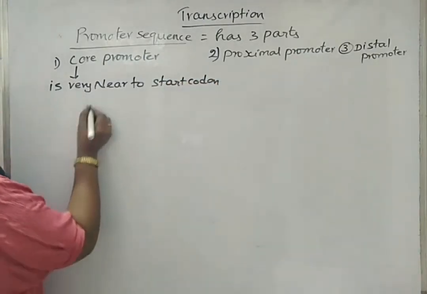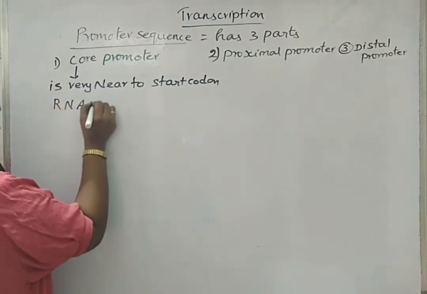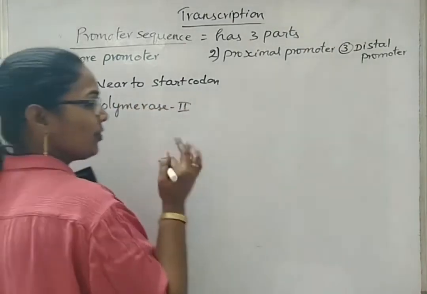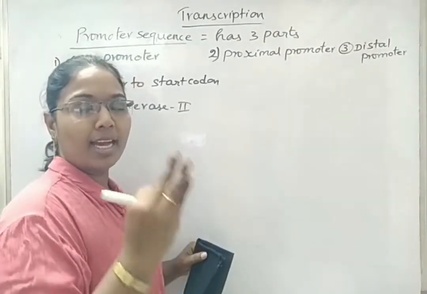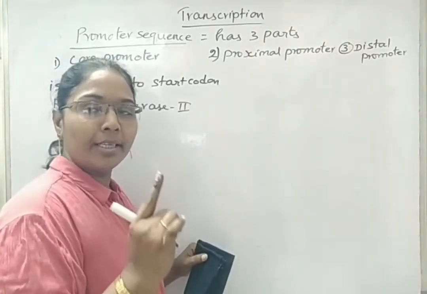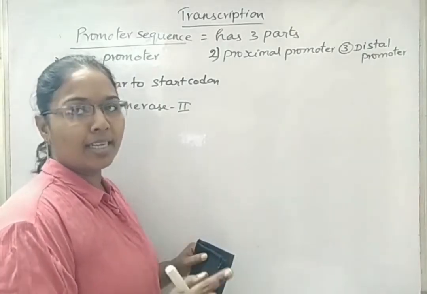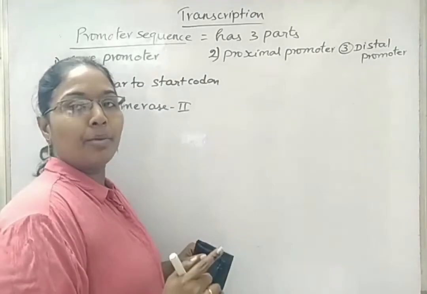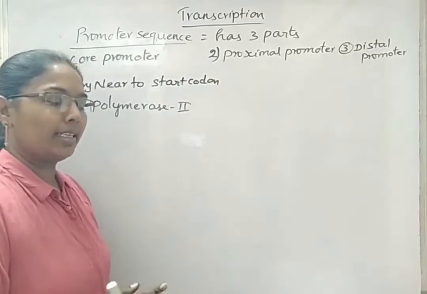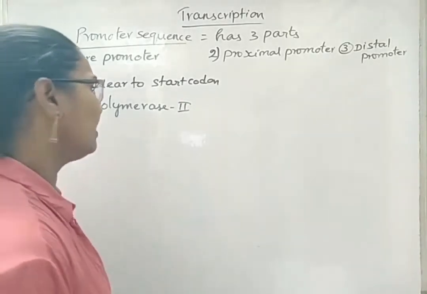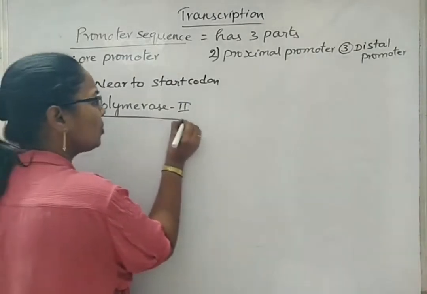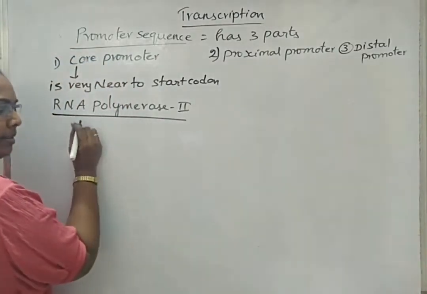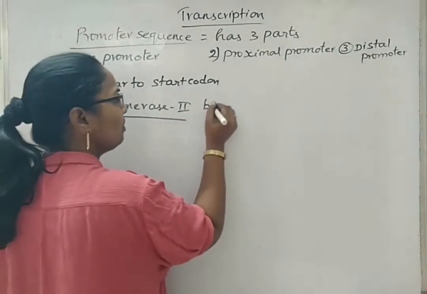Next, RNA polymerase 2, because in case of eukaryotes we have 3 types of RNA polymerases: RNA polymerase 1, 2 and 3. RNA polymerase 1 is responsible for synthesis of rRNA. RNA polymerase 2 is responsible for synthesis of mRNA. RNA polymerase 3 is responsible for synthesis of tRNA. There are some other types like 5S, which we will discuss later. But here RNA polymerase 2 is involved in transcription, meaning a new mRNA. So RNA polymerase 2 binds here.